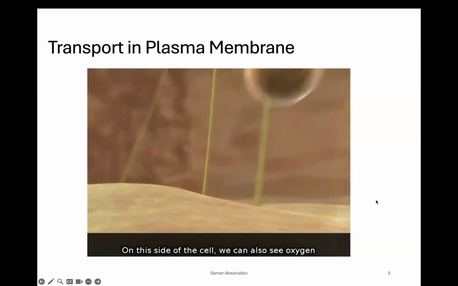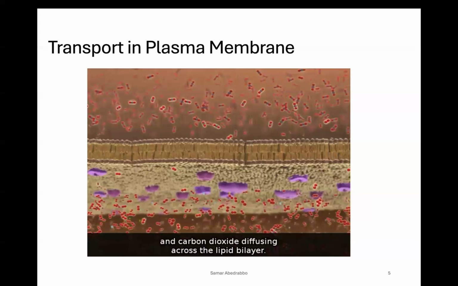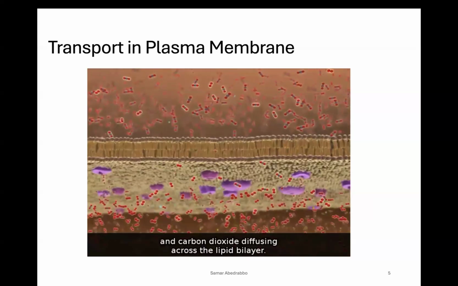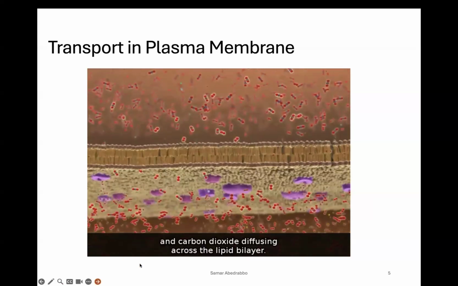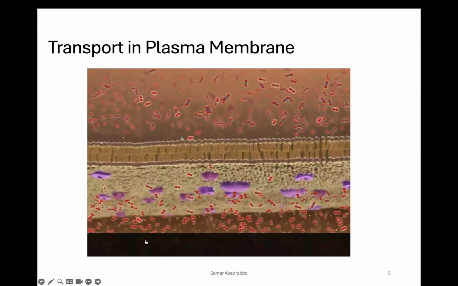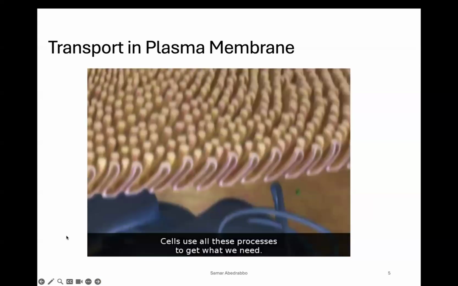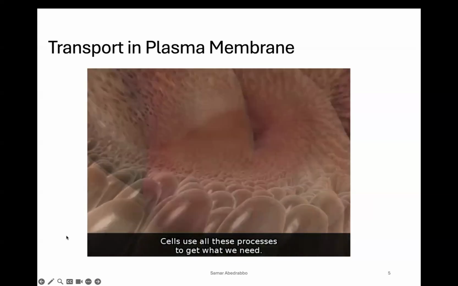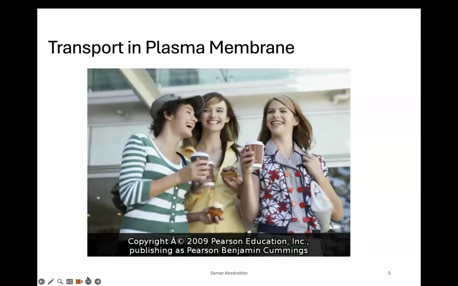On this side of the cell, we can also see oxygen and carbon dioxide diffusing across the lipid bilayer. Cells use all these processes to get what we need.